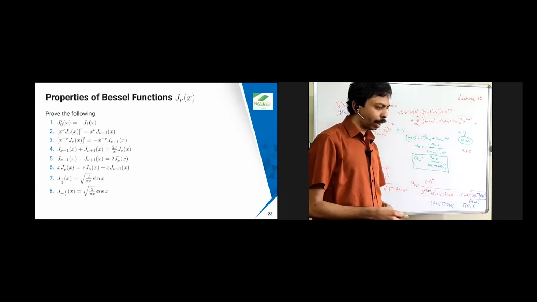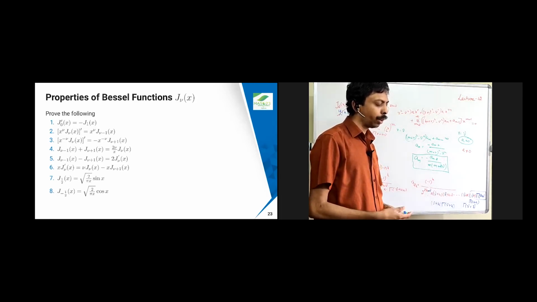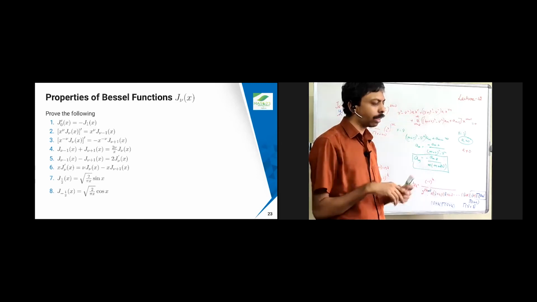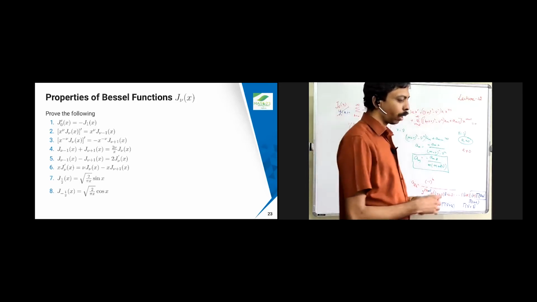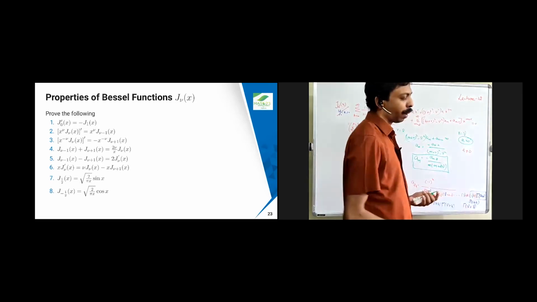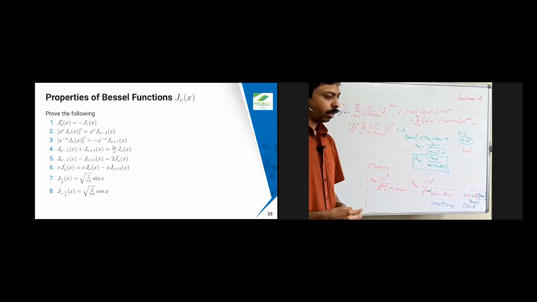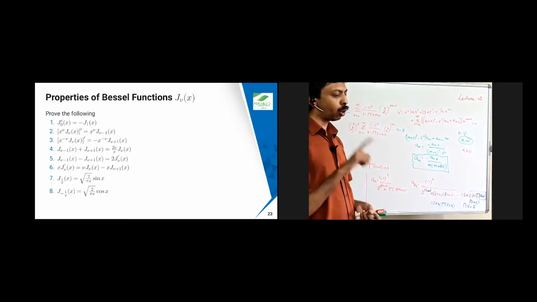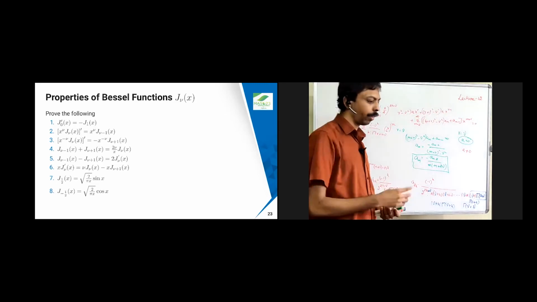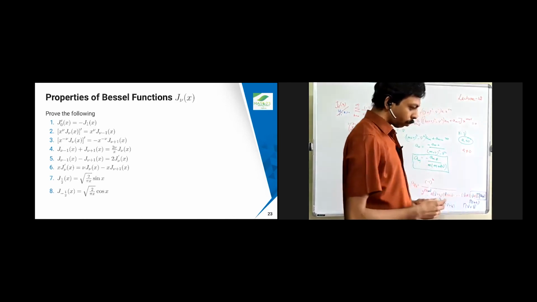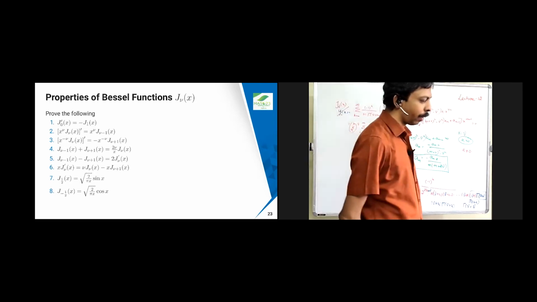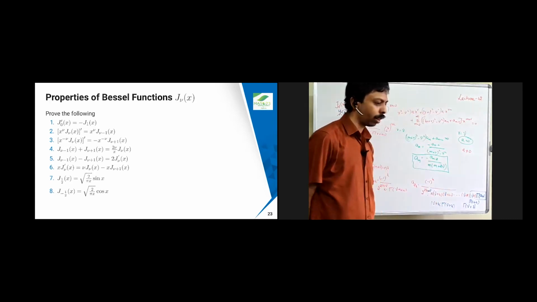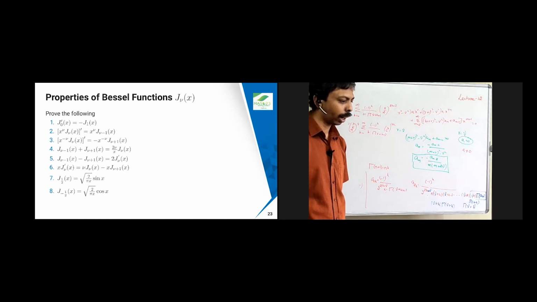Apart from that, there are some other properties, like if you take x power nu into j nu of x, whole dash, that is going to become x power nu into j nu minus 1 of x. There is a relation between j nu and j nu minus 1. Similarly, there is a relation between j nu and j nu plus 1. If you take the j nu derivative with some adjustment, you are going to get j nu plus 1. Similarly, there is a relation between j nu minus 1 and j nu plus 1, and that is another property.